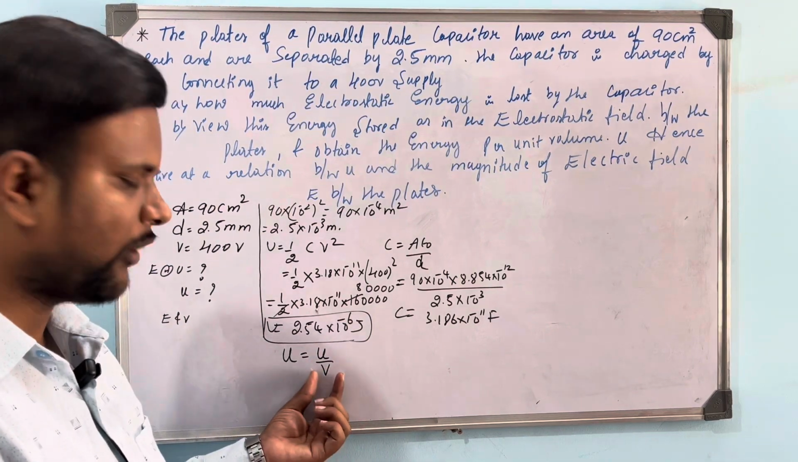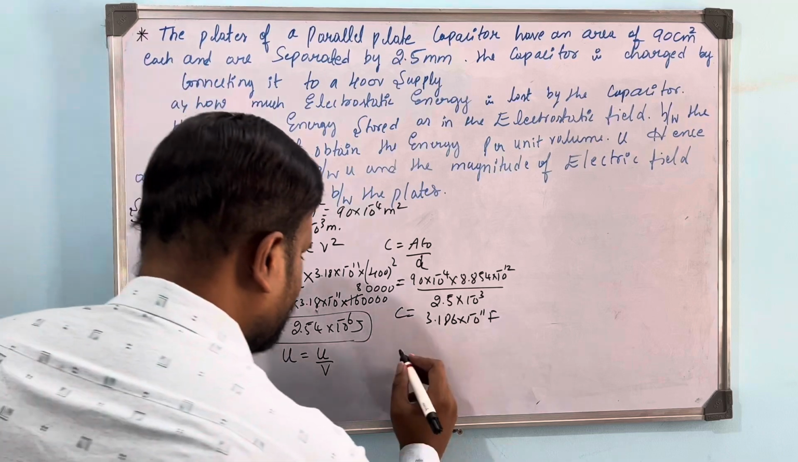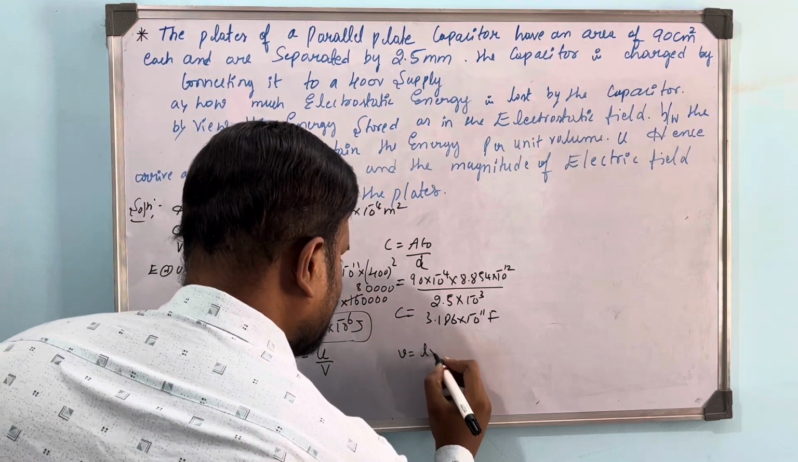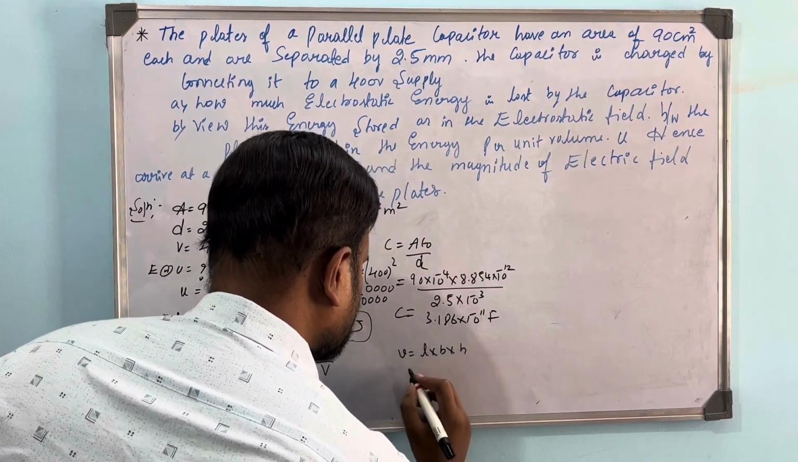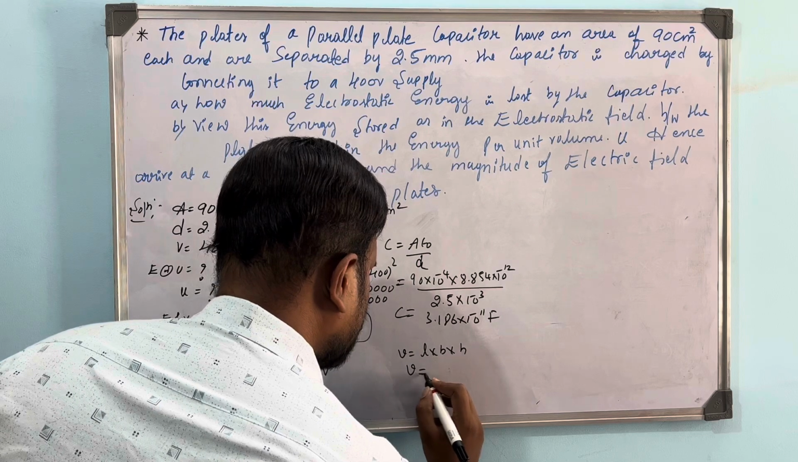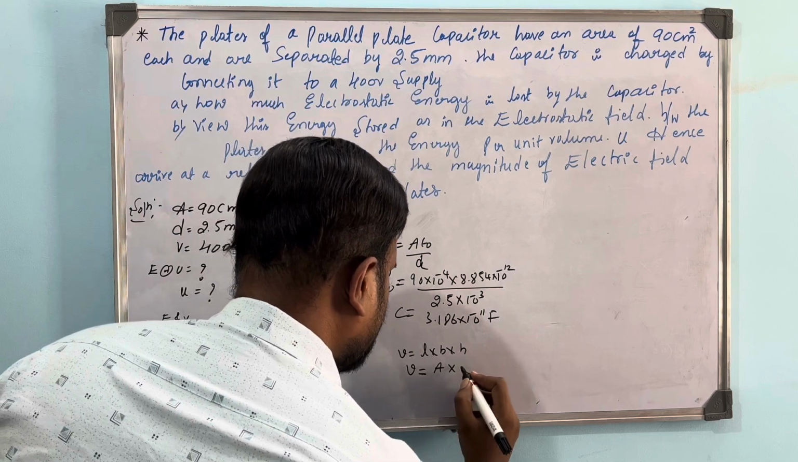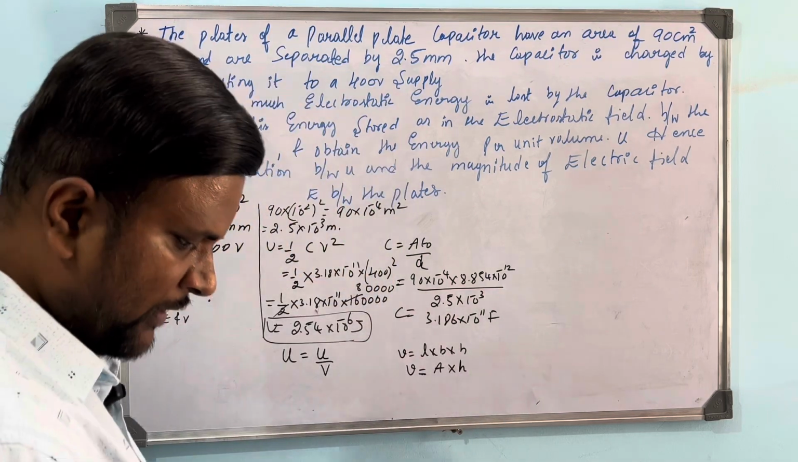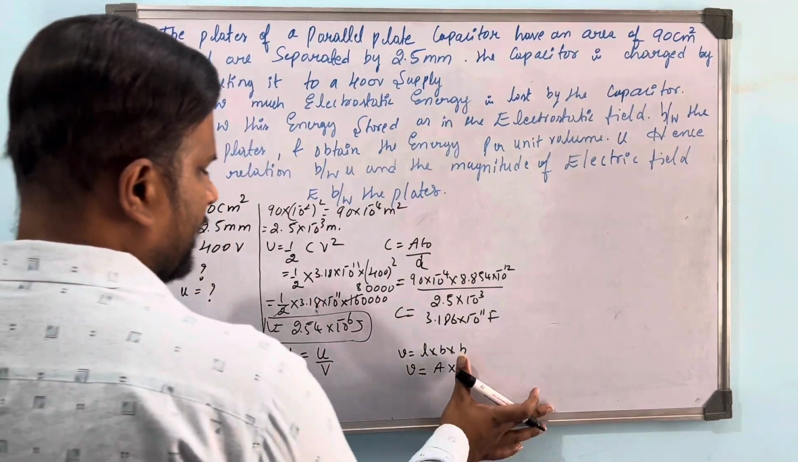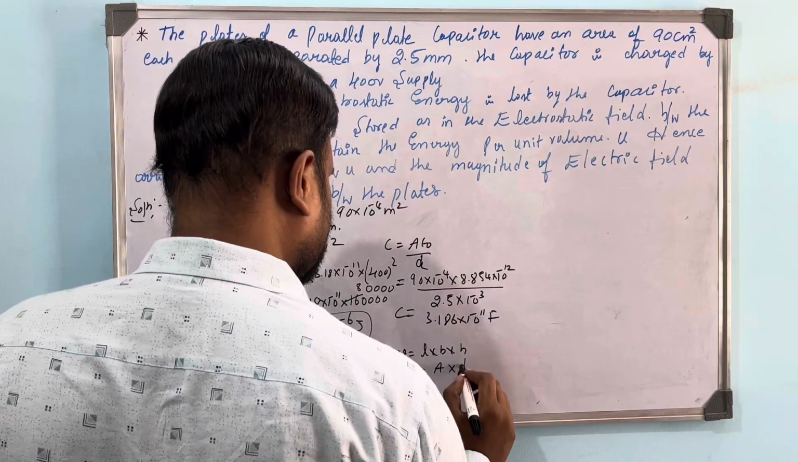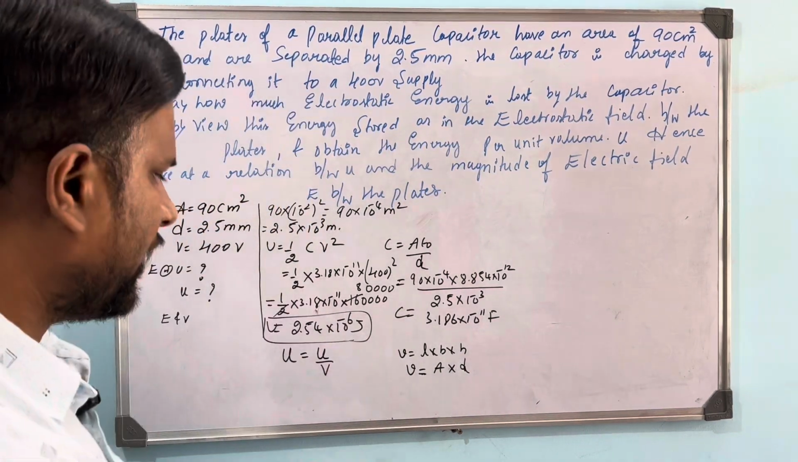Again, volume they have not given. What is the volume formula? Volume is length into breadth into height. Length into breadth can be written as area, so area into height. But here they have not given the height, so I will write D. Volume is equal to A into D.